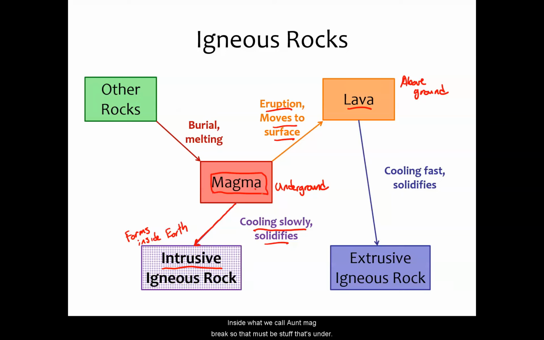How do we know it was inside? Well, we were calling it magma, so that must be stuff that's underground. In contrast, if you cool lava above ground, it cools very fast. At everyday temperatures, rocks tend to be solid. So if you erupt something onto the relatively cold surface, this lava is going to cool pretty fast. Once it solidifies, we call it extrusive igneous rocks, forms external to Earth.